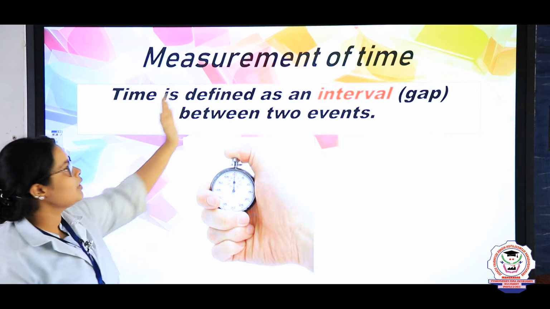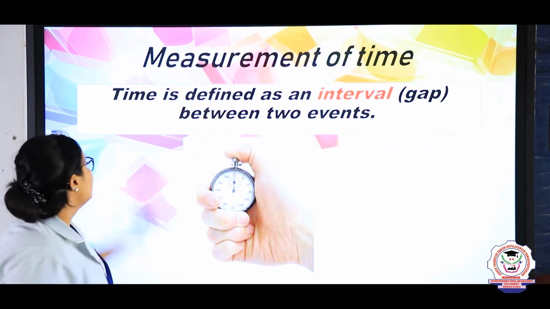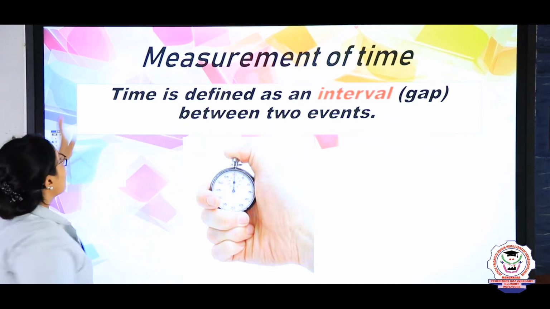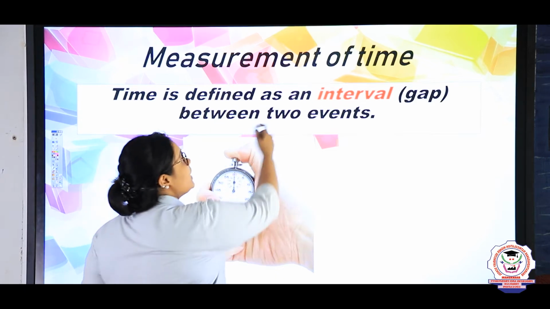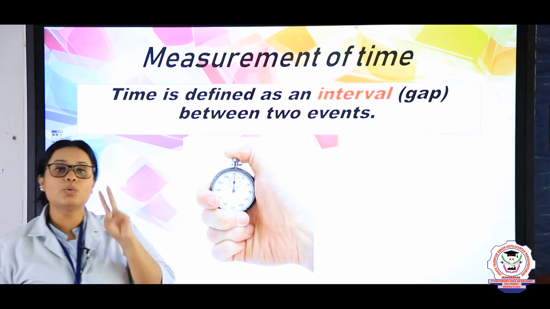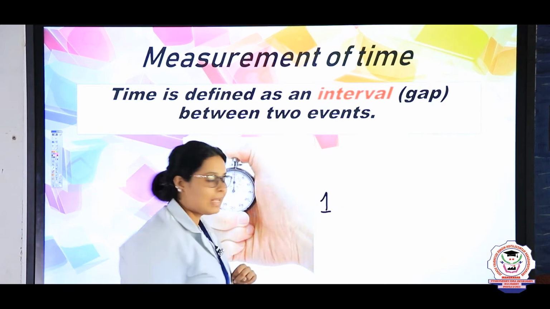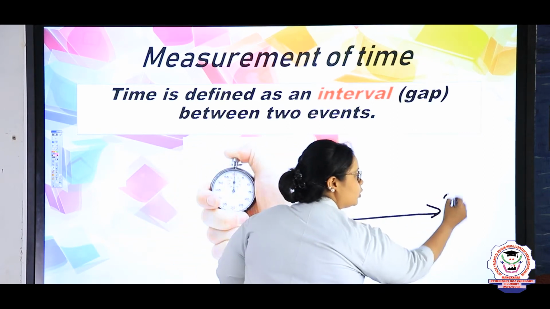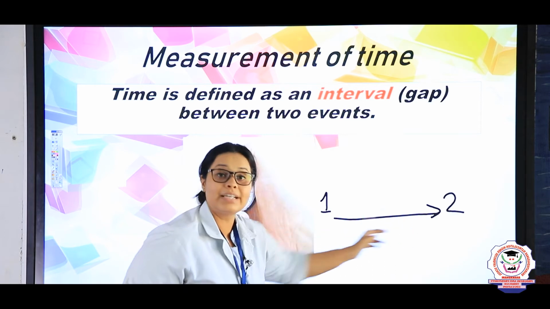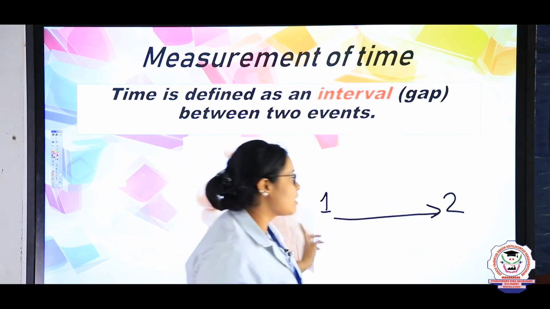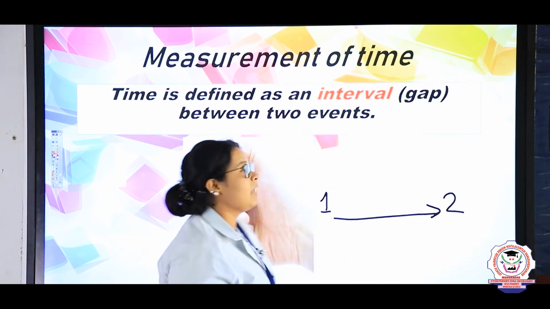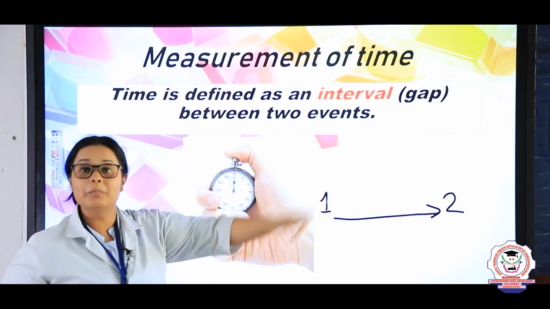Now let's see what this means. Measurement of time has a definition. The time is defined as an interval gap between two events. For example, you are running from one position and you are going to position 2. At what time, at what seconds you have travelled here, that particular time is known as time, right?